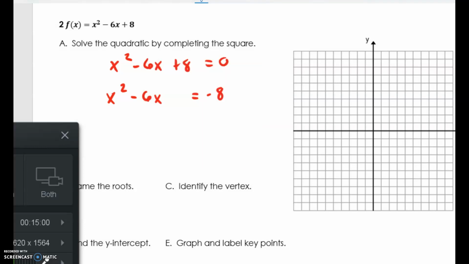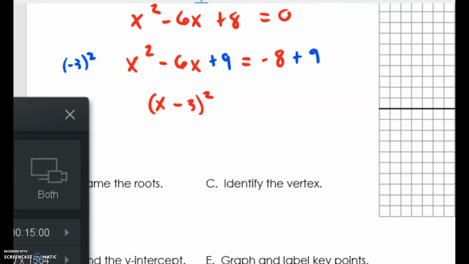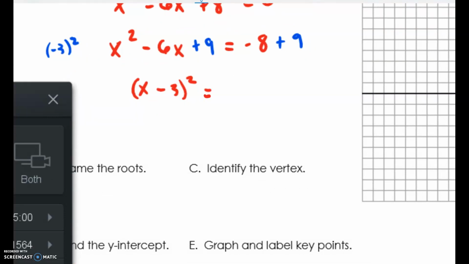So the process that we did is we take half of b, so half of negative 6, which is negative 3, and we have to square that. That's what needs to be added. So negative 3 squared is 9. Remember, you're always adding to both sides. Alright, now the left-hand side is a perfect square. So this is going to turn into x minus 3 squared. That's the factored form of it, remember? Alright, I'm back. x minus 3 squared equals negative 8 plus 9, which is 1.